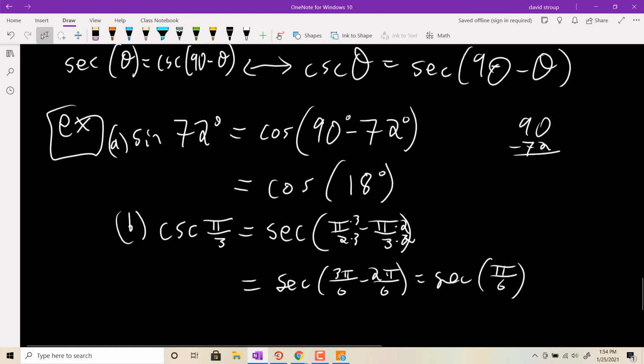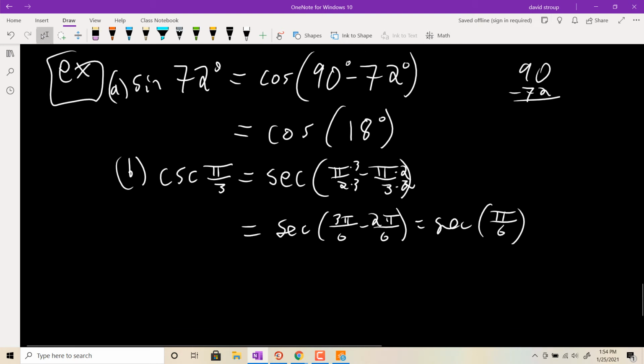Find a cofunction with the same value as the given expression. So if they give you sine, they want you to find the same thing in terms of cosine. If they give you cosecant, they want you to convert it into a secant, basically. Okay, and for sine, you're using sine of theta equals cosine of 90 minus theta.